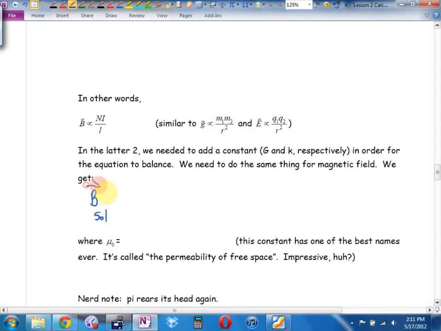The magnetic field created by a solenoid is equal to, leave a small space for a constant, Ni divided by L, and the constant that we put in front is mu naught. You can call it mu zero.